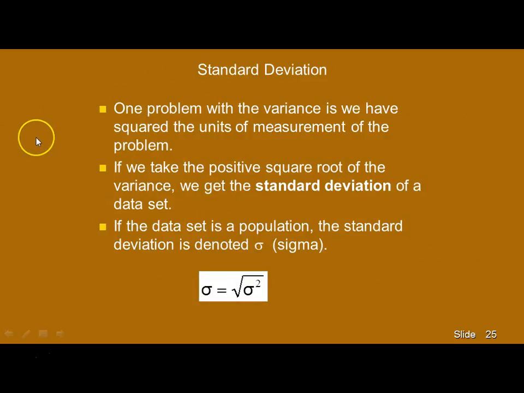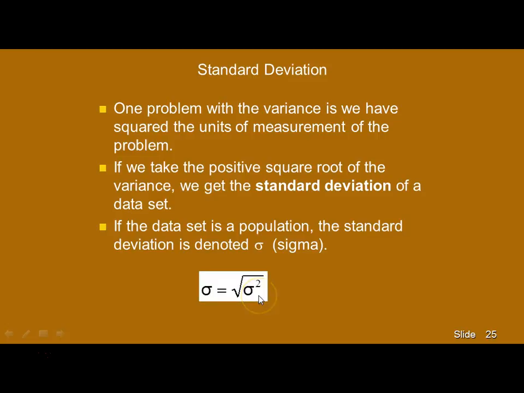Now, one slight problem with the variance is that by squaring all of those deviations, we've sort of squared the units of measurement in the problem. That is, if I have data on people's heights in inches, I now have squared inches. If I have wage rates in dollars, I now have squared dollars in a sense. One way to get around this is to take the square root of the variance. That is, after we calculate the variance, take its square root to, in a sense, get back into the original units of measurement. That square root is called the standard deviation of a data set.